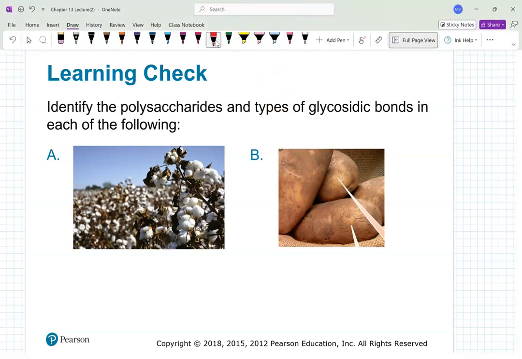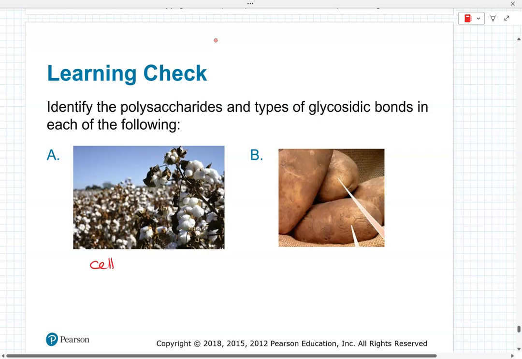What do you have on the left in the cotton? What kind of polysaccharide are you going to find in the cotton? Cellulose. And the type of the glycosidic bond? Beta 1,4.